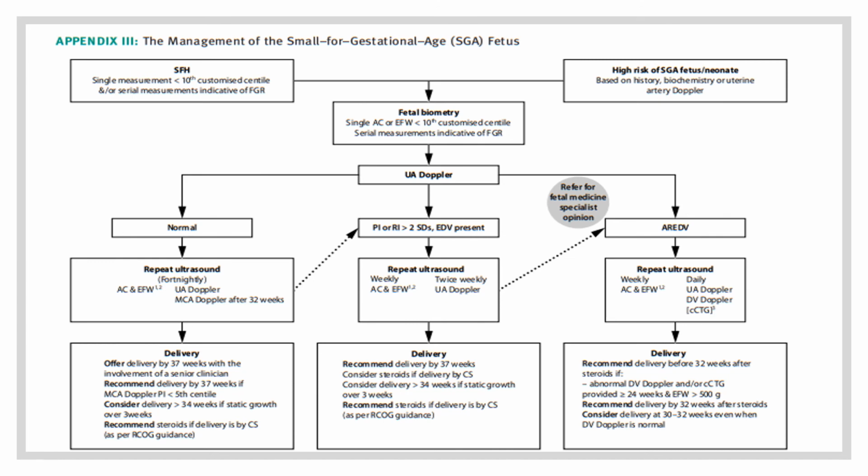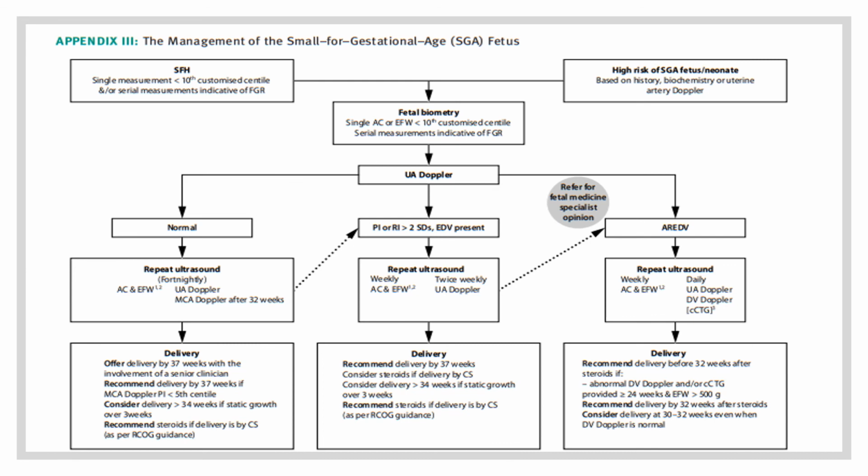Okay. Now going down, if uterine artery Doppler shows absent or reversed end diastolic velocity, then repeat abdominal circumference and estimated fetal weight weekly, but daily uterine artery Dopplers, ductus venosus Dopplers, and CTG as well. So, delivery. Delivery is recommended before 32 weeks after steroids if abnormal ductus venosus Doppler and or CTG concerns. Recommend delivery by 32 weeks after steroids. Consider delivery at 32 weeks even when DV Doppler is normal.